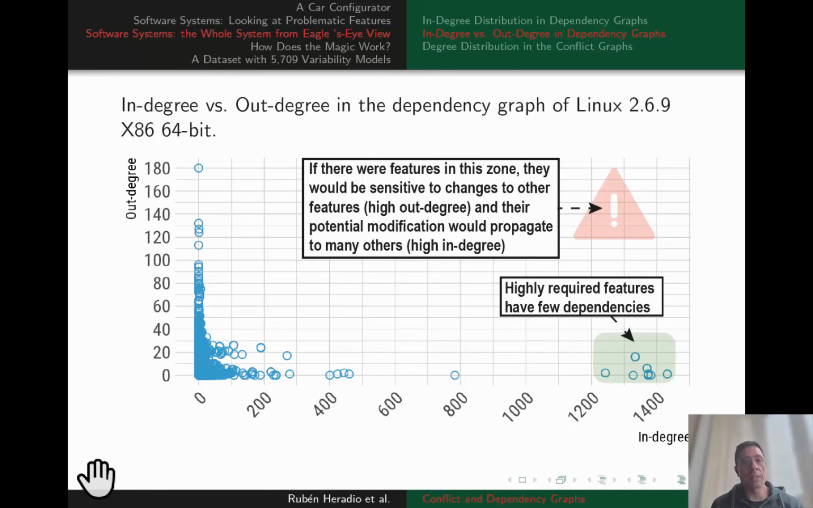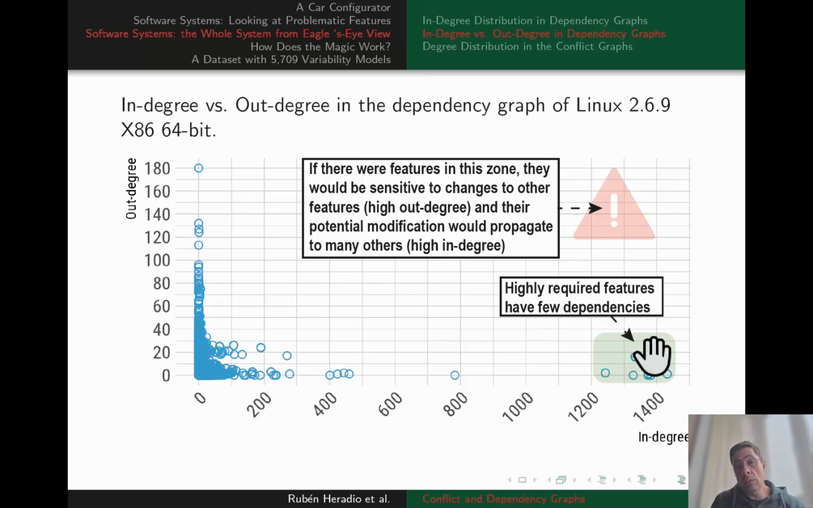Also, we can represent a scatter plot of the nodes' in degree versus their out degree. Here, every point represents a feature, and its x and y axes account for its in degree and out degree. So if we look at this green area, we can see that highly required features have few dependencies. That is, the features with a high in degree tend to have a very low out degree.